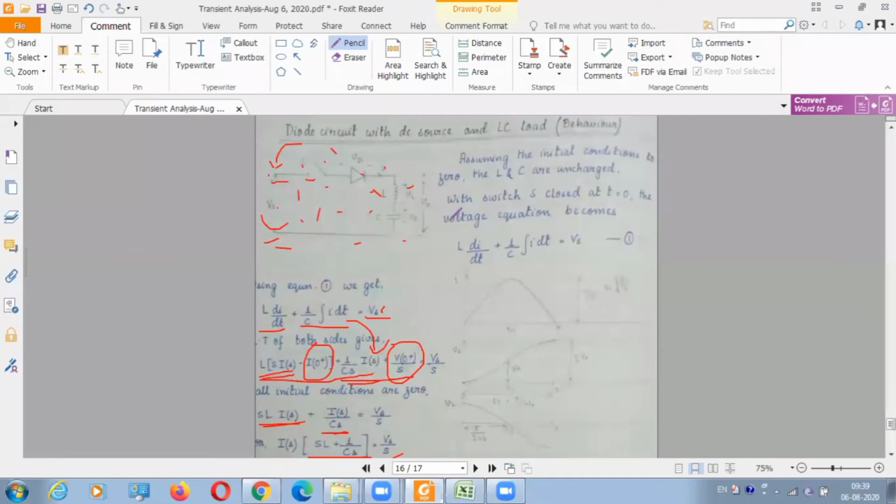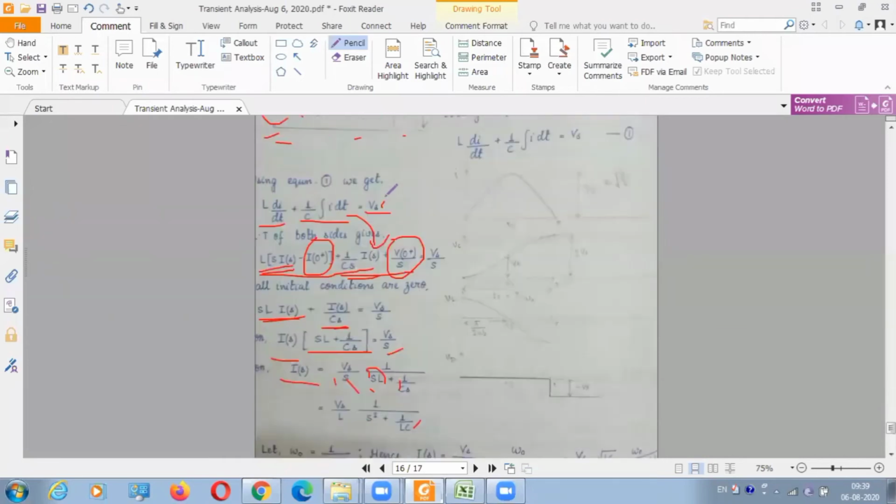Okay. Understood why the diode is forward biased? Because there is no charge in the inductor and capacitors. So current will flow from Vs to the load only, so the diode will automatically be forward biased.